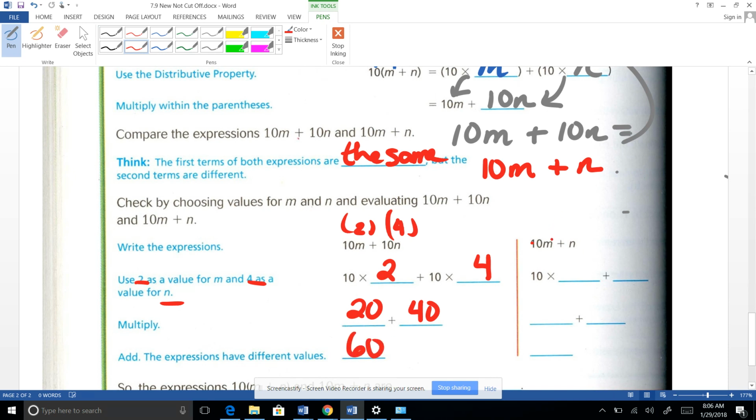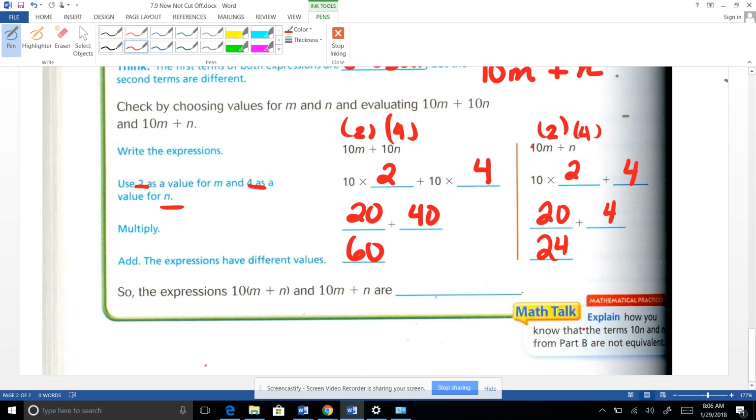Remember we said m was going to be 2, n was going to be 4. And so let's go ahead and substitute 10 times 2. And this was, remember, plus 4. So 10 times 2 is 20. And then we just have the 4 here. And the 20 plus 4 gives us 24. So clearly those expressions are not equivalent.